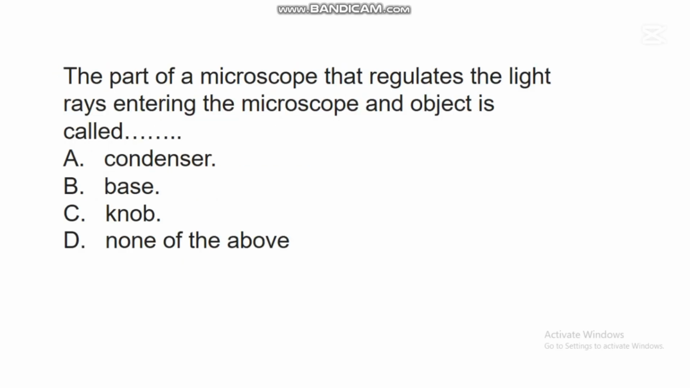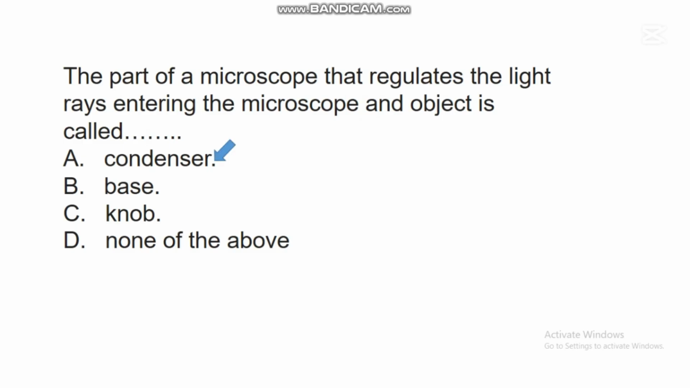The next question says, the part of a microscope that regulates the light rays entering the microscope and object is called dash. A. Condenser. B. Base. C. Knob. D. None of the above. In this question, the correct answer is A.